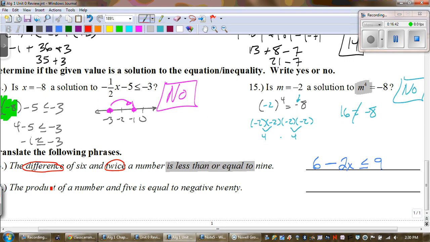Let's look at the next one. The next one says the product of a number and 5 is equal to -20. Okay? So the product means we're multiplying of a number and 5 is equal to -20.